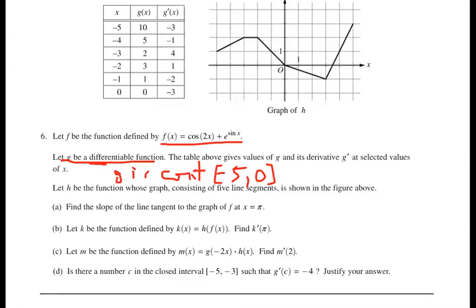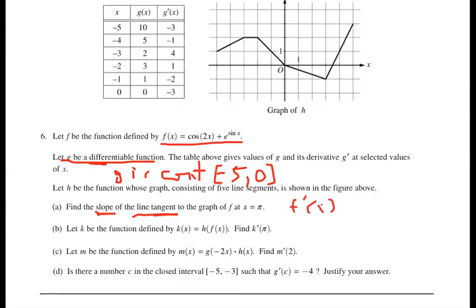Let h be the function consisting of the line segments as shown. So that's the picture to the right. Find the slope of a line tangent. So all we need is the slope of the tangent of f. So we need to do the derivative of that problem. So we get f prime of x.